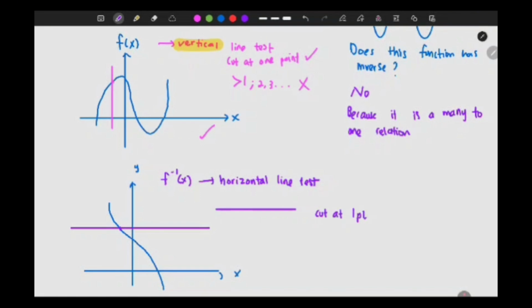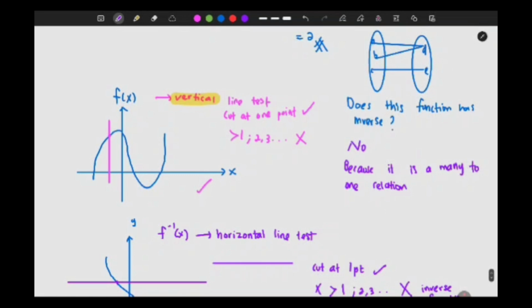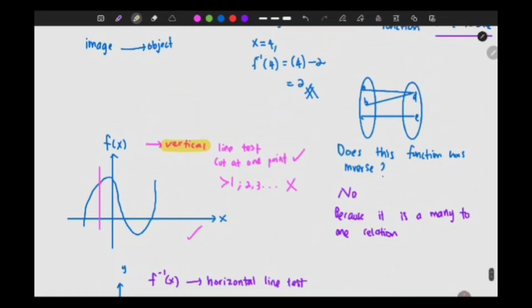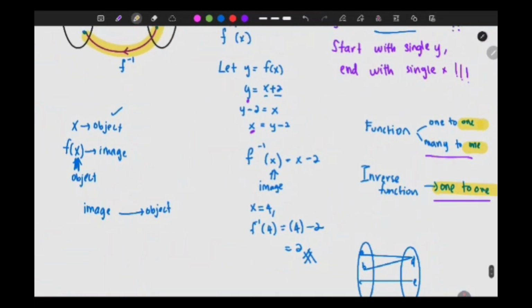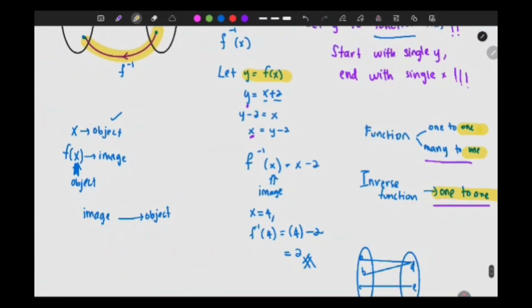For function, to identify whether there is a function or not, for a graph you do vertical, for inverse do horizontal. And inverse function only has to do with a one-to-one relation. And how do you find it? You let y equal f(x). From there, you start with single y and single x, and you find your inverse x. And don't forget, the x in your inverse represents the image. Okay, so this is all you need to know for your inverse function.